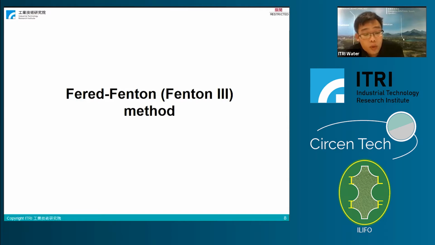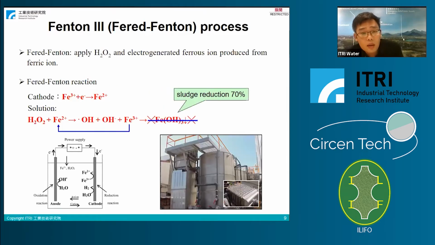Next, I would like to talk about the Fered-Fenton method. In the traditional Fenton reaction, ferrous iron will be oxidized to ferric iron. But the ferric iron can be reduced to ferrous iron by electrochemical reaction in Fered-Fenton. So the ferric iron will be reduced to ferrous iron at the cathode.